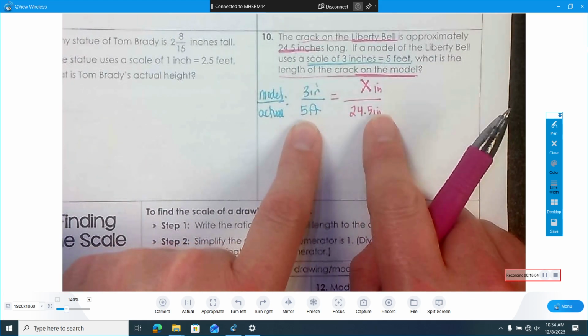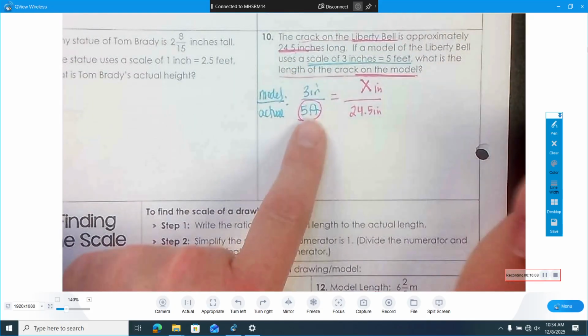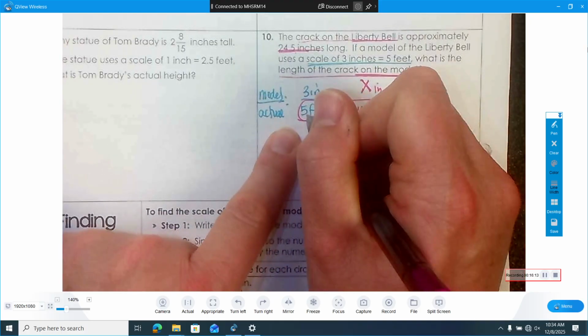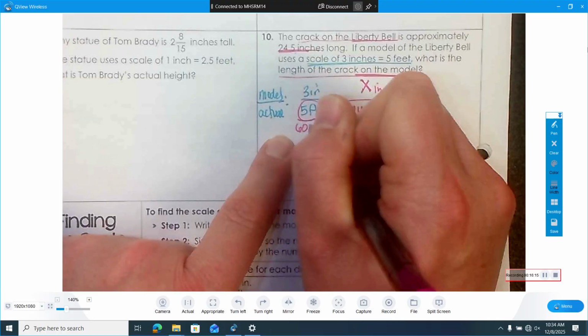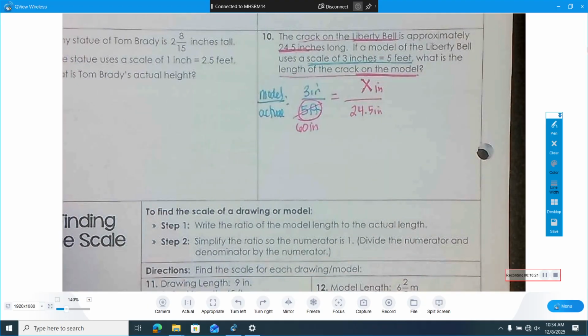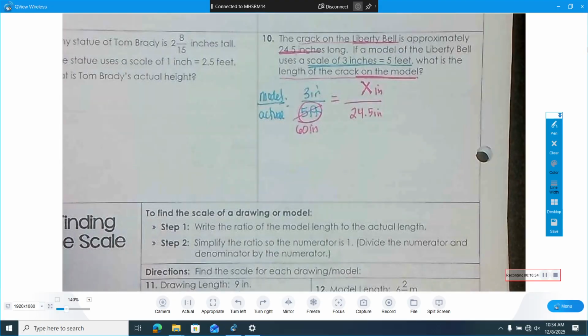So do you want to convert inches or do you want to convert feet? We usually convert the bigger unit. It's easier. So that's 5 times 12, which is 60 inches. So we're going to cross that out and turn that into 60 inches. It's really important you get things placed in the proper location. Is it information about the model or about the actual thing? And then make sure your units match. We've got inches on top and inches on bottom, so we can go ahead and solve it this way.